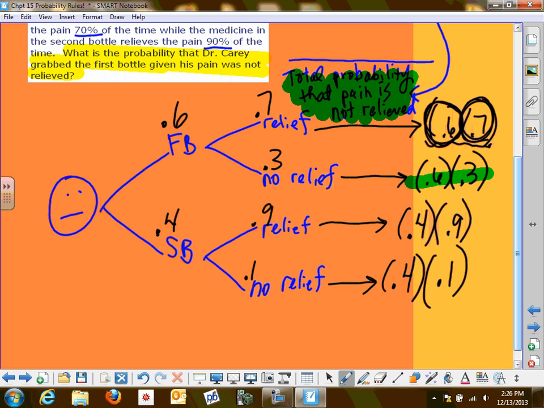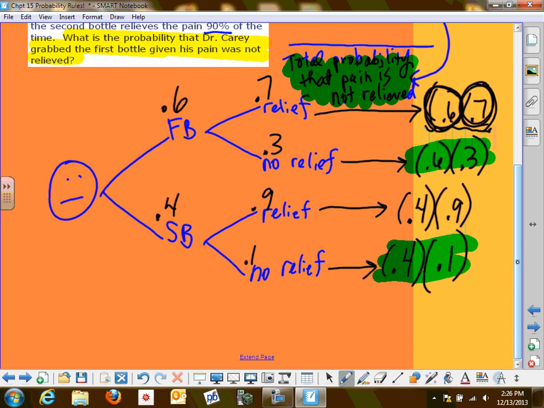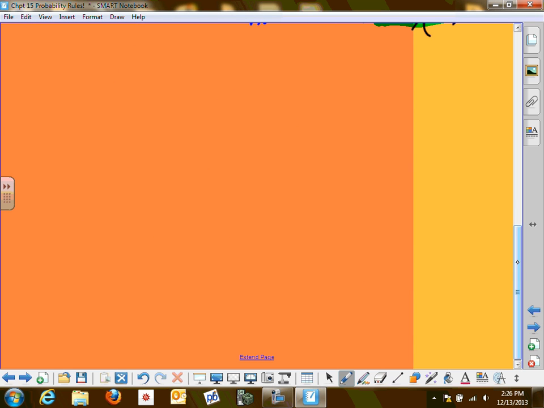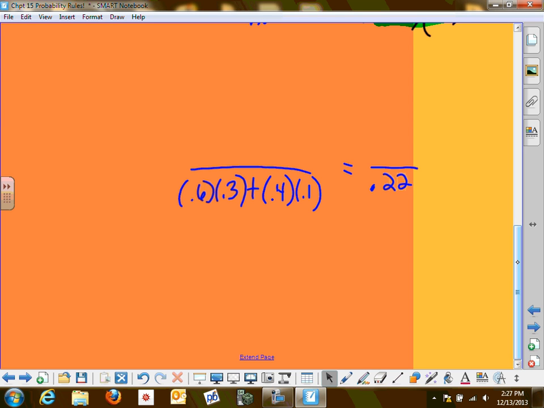This one, picking the first bottle and having no relief, plus picking the second bottle and having no relief. That would give you the total ways, the total percent chance that his pain is not relieved. So we would write this fraction as 0.6 times 0.3 plus 0.4 times 0.1, and that comes out to 0.22 on the bottom. Okay? I haven't addressed the top yet.